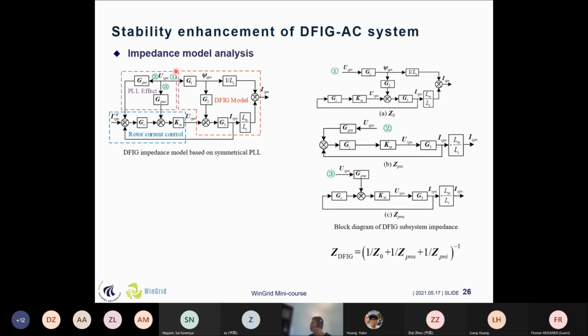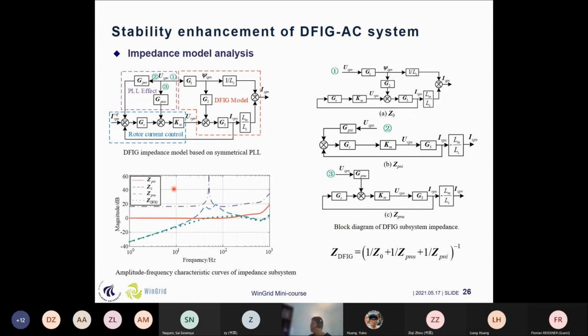In order to make a more intuitive analysis, I have divided these three terms into individual terms. From path 1, we call this Z0, and from path 2, since it's based on the current Park transformation, I call this ZPNI. It means that it comes from the current transformation effect, and this is ZPNU. It means that it comes from the inverse Park transformation of the voltage. So you can see here that this is the whole impedance of the DFIG system. Since these three impedances are in parallel, it's in the parallel form. And then we make a Bode diagram of this impedance. We can see that this is the amplitude frequency characteristic curves of the impedance subsystems.